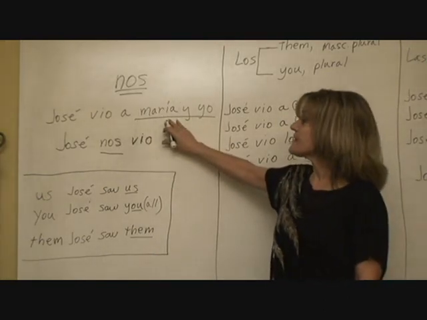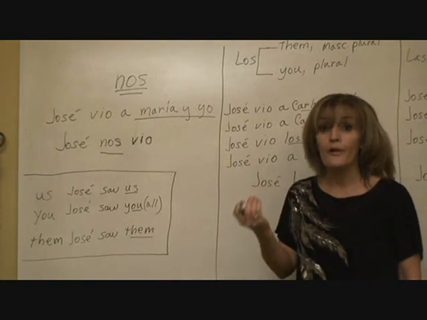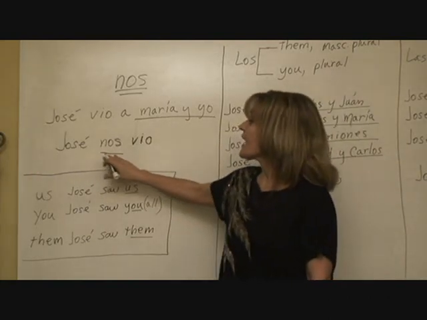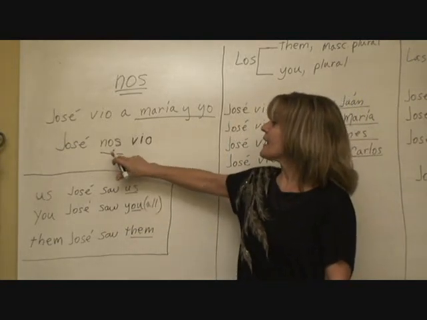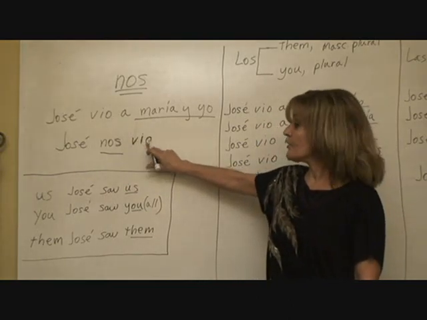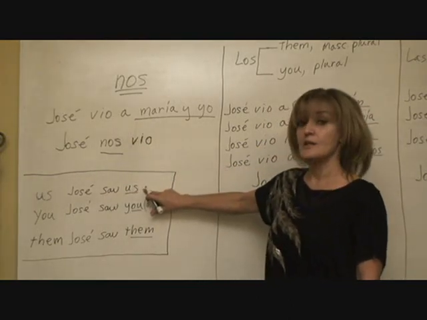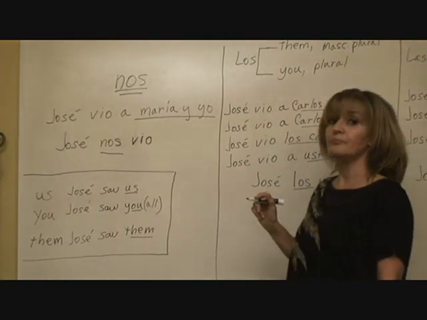And the direct object then is going to be replaced by the direct object pronoun. José nos vio. The direct object pronoun is placed before the conjugated verb. You noticed in English, after the conjugated verb. In Spanish, before the conjugated verb.